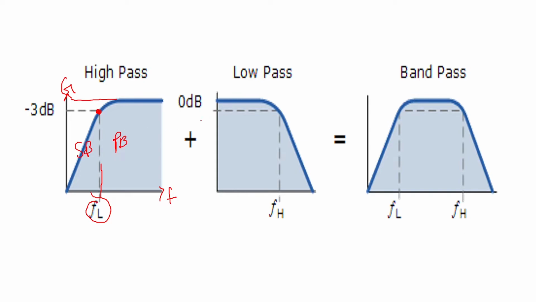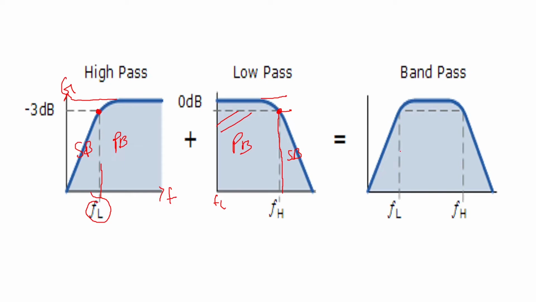Similarly, if you have low pass filtering, from FL you will have till FH. This will be your pass band, and this will be your stop band. Now this will be your low pass filtering. Again here you have taken from maximum gain to minus 3 decibel gain, marked a pointer, and taken that as the cutoff frequency.